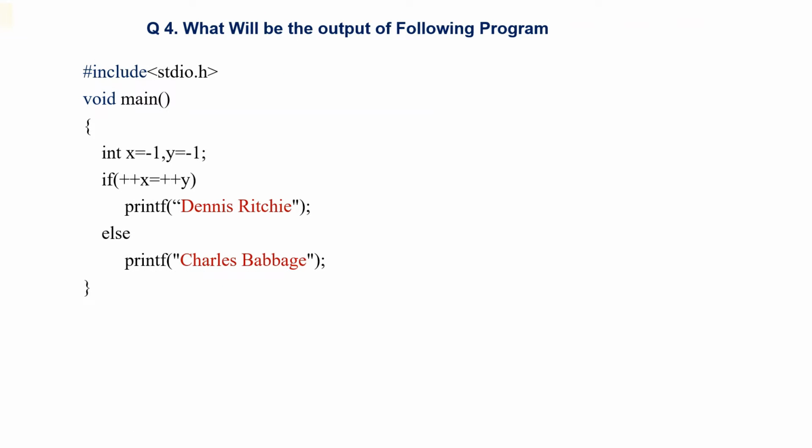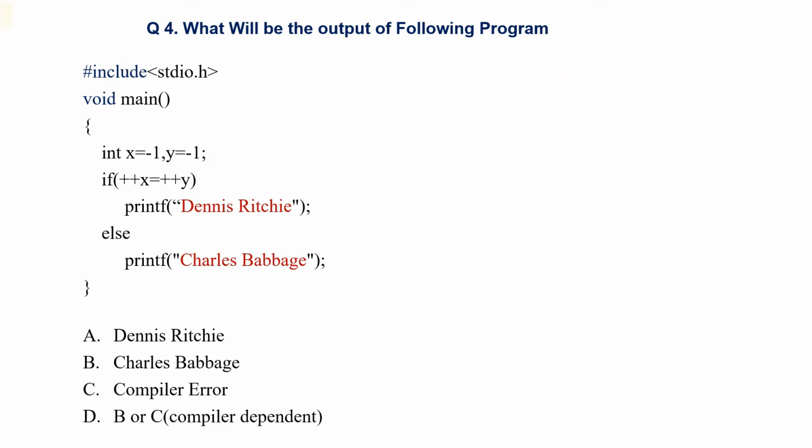So this is the next question. What will be the output of following program? And these are the options from where you have to select one correct answer. So here in this program, variables x and y are declared as integer data type, and they are initialized with the value -1. The next statement is the if statement where the conditional expression is ++x = ++y.